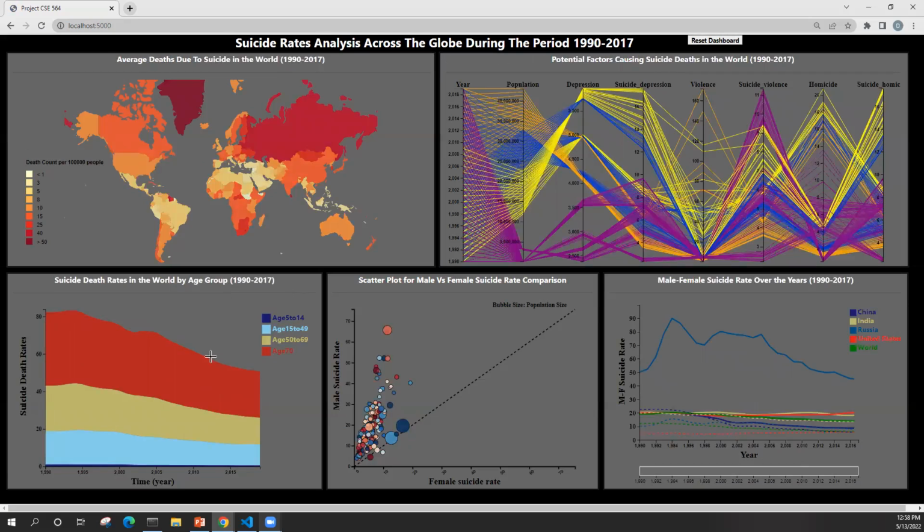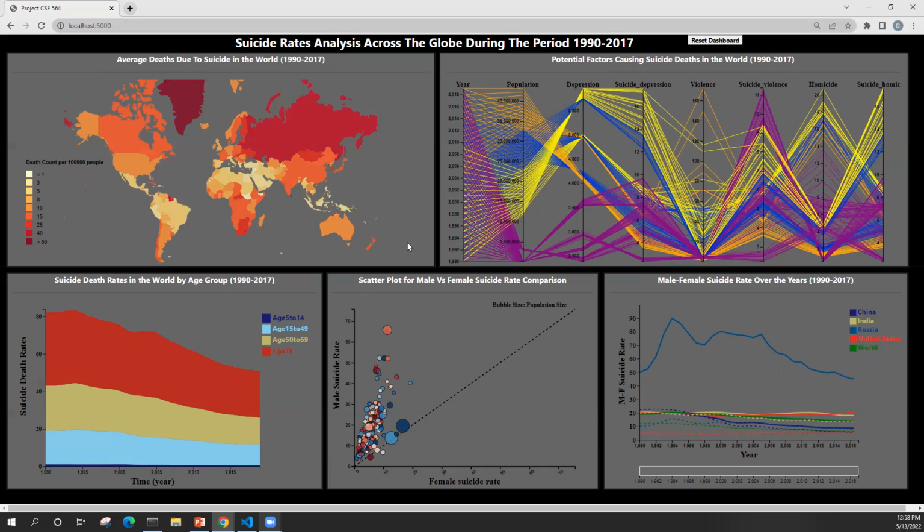Also, we can see here that people from 50 to 69 and 70 plus are more likely to commit suicide due to loneliness, marriage issues, or economic reasons. So there can be multiple reasons such as these three. From this dashboard, we can conclude that the main reason for suicide is depression.